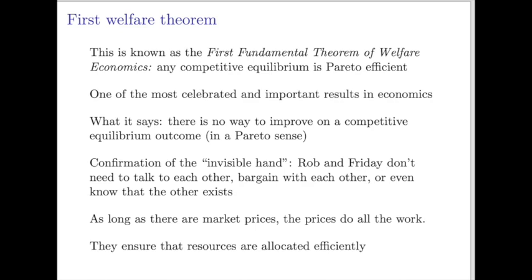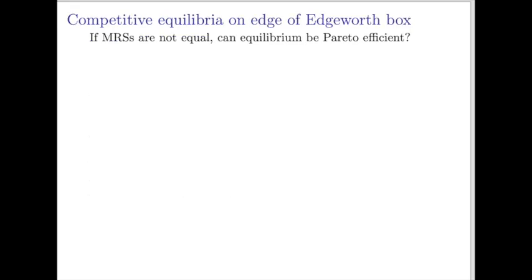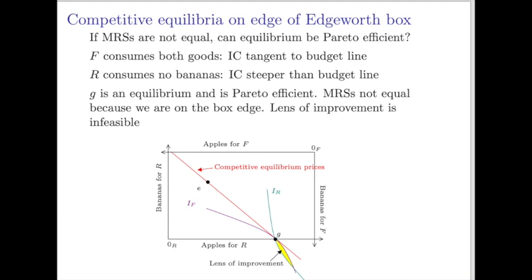Now, what we saw in this example was both consumers consuming on the interior of the Edgeworth box. And that's why their rates of substitution were equal to one another. Well, what if we're not on the interior of the Edgeworth box? What if we're on the corners or the edge of the Edgeworth box? Is this result still going to be true? The answer is yes. This is a very robust result.